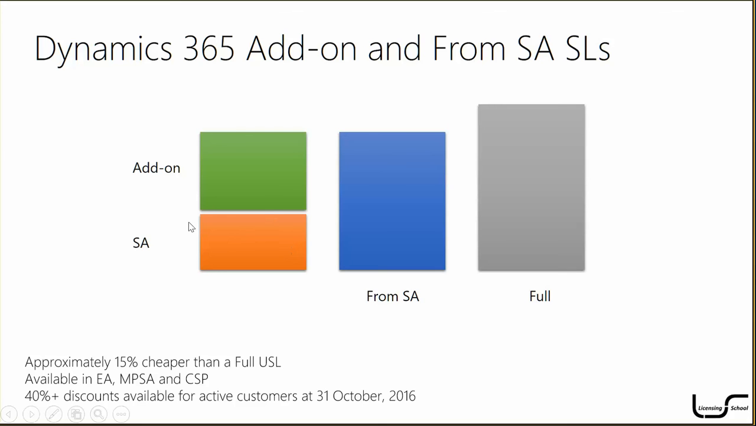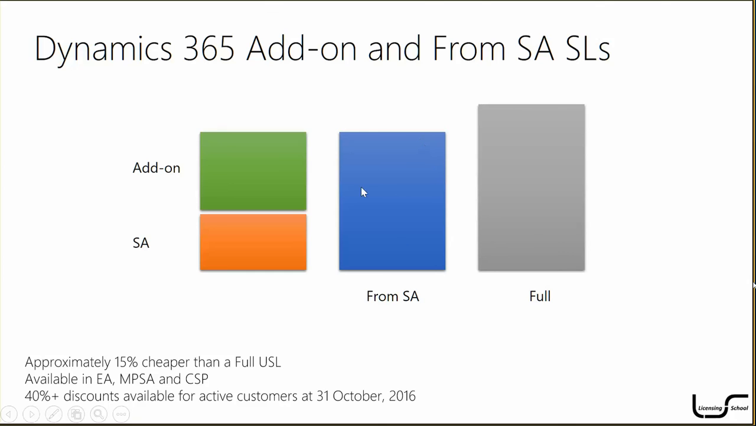I'm an existing software assurance customer and I want to get to the cloud. Then what you can do is you can buy an add-on, and what that means is that you keep paying your software assurance, but you also pay for an add-on. Or you keep your software assurance and you think, actually, I want to move completely to the cloud. You stop paying for that and you go completely to this From SA user subscription license.